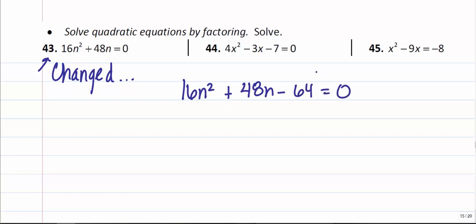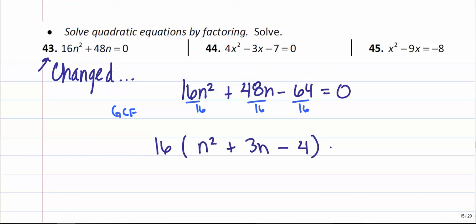And the reason I'm doing this, guys, this is like the one on your test. Because on your test, what happens is there's a GCF. So the first thing you would do is you would take that GCF out. And if I do that, then I have n squared plus 3n minus 4 equals 0.